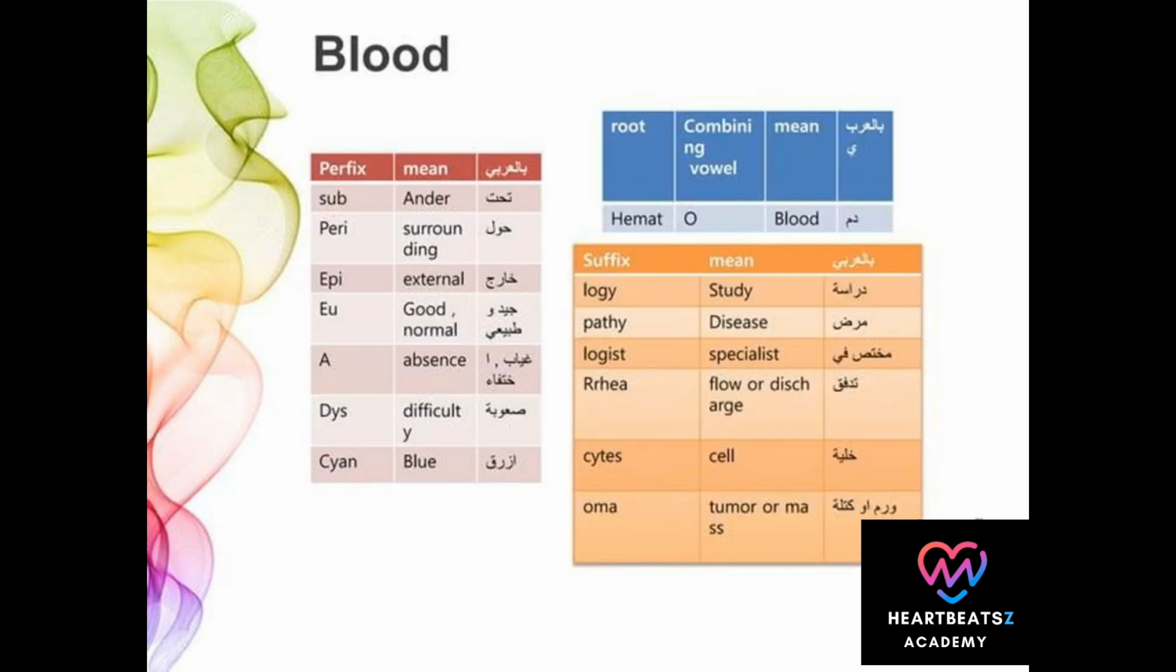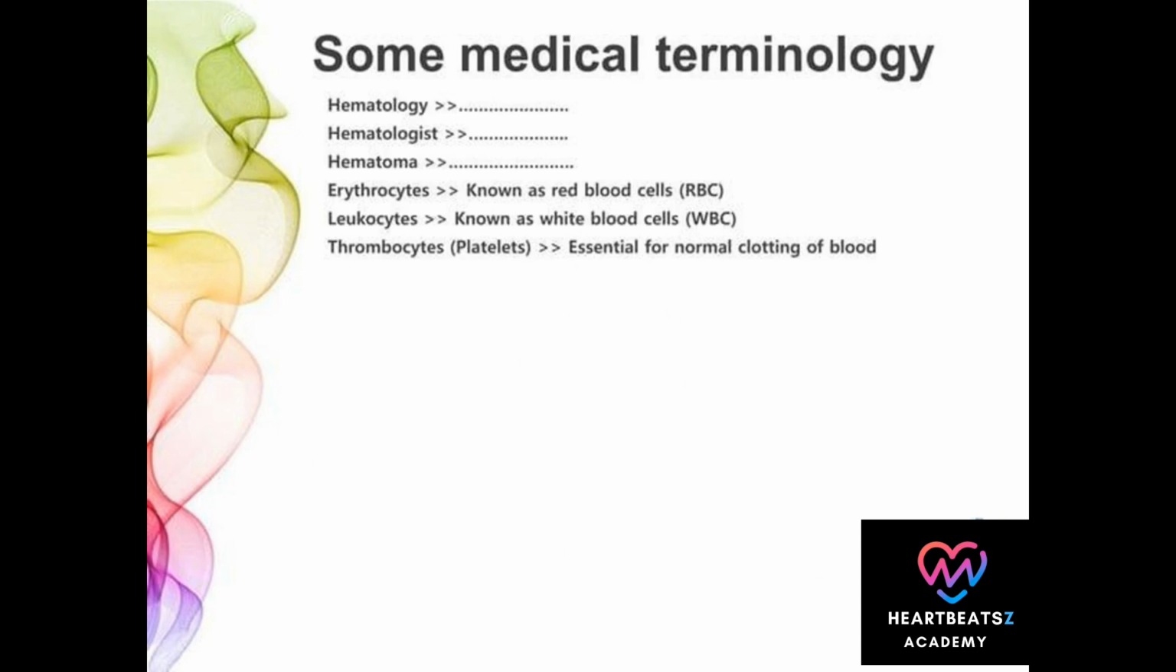Let's also discuss the blood system. Hematology is the study of blood, and hematologists focus on diagnosing and treating blood disorders. The blood contains erythrocytes, red blood cells, which carry oxygen, leukocytes, white blood cells, which fight infections, and thrombocytes, platelets, which help with blood clotting. Any abnormalities in these components can lead to conditions like anemia, infections, or clotting disorders.